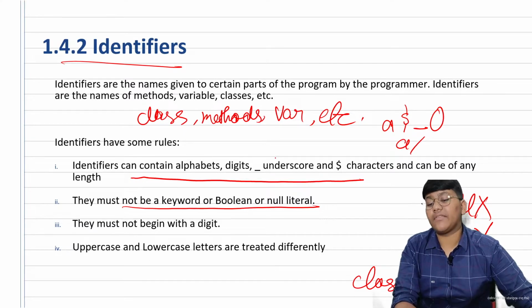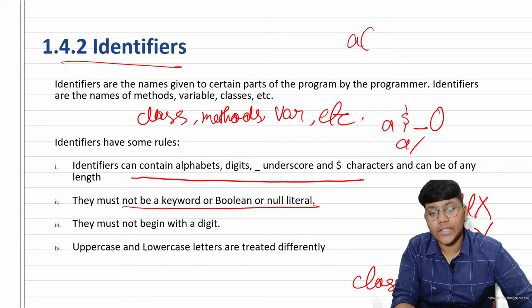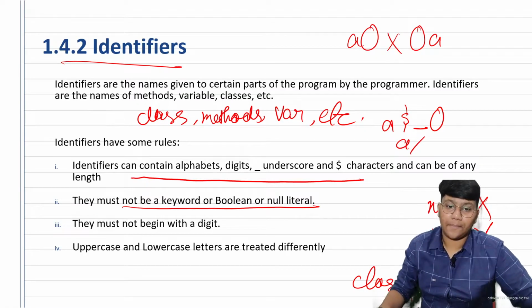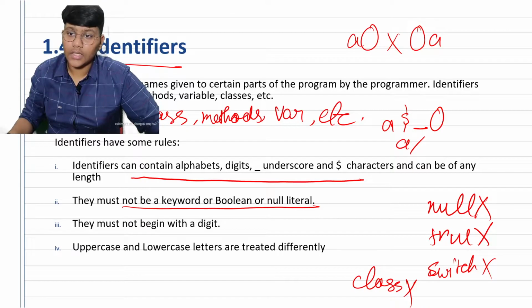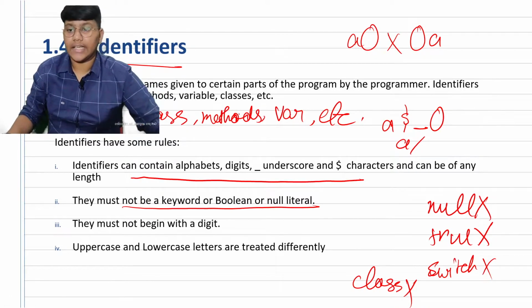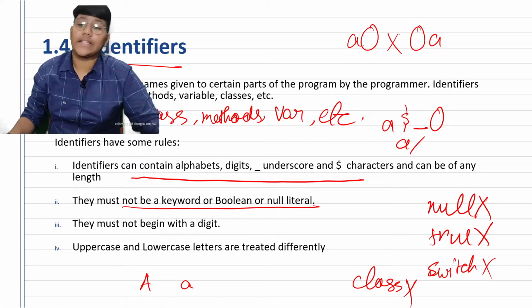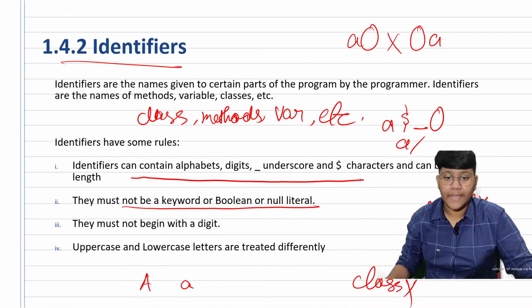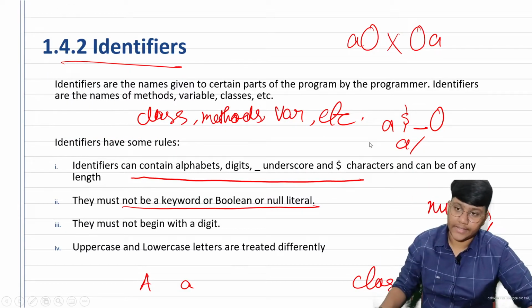They must not begin with a digit. You can keep A0 but not 0A. Now, uppercase and lowercase letters are treated differently. Capital A is different from small a. Okay, these are some basic rules of identifiers.